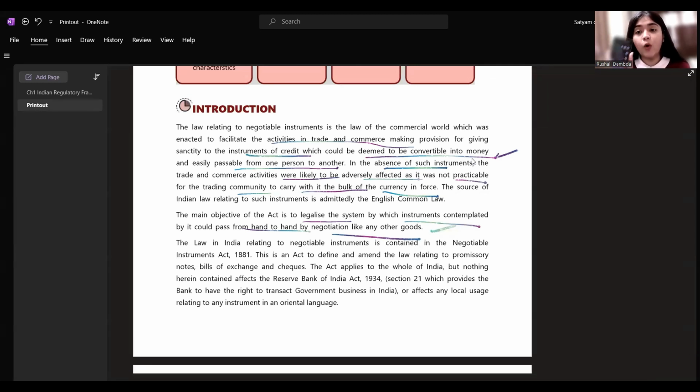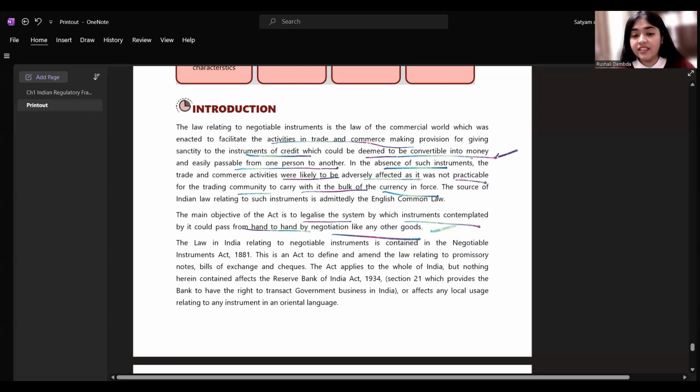Now, a cell phone is only a good. Like this cell phone is there, so this is a good that is being sent. In the same way, negotiable instruments, checks, promissory notes, bills of exchange, these are also goods, kind of working like goods, which can be sent from one person to another, right? The law in India relating to negotiable instruments is contained in the Negotiable Instruments Act. Whatever law is given in India, it is given under the Negotiable Instruments Act 1881.